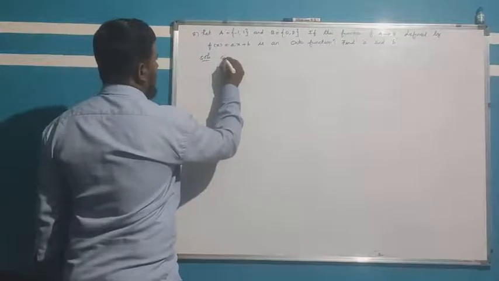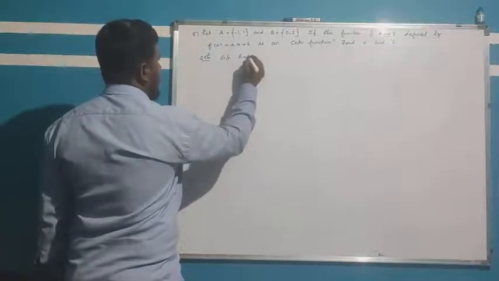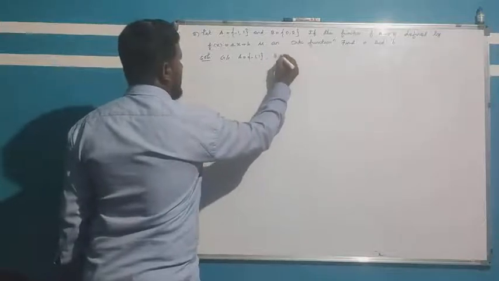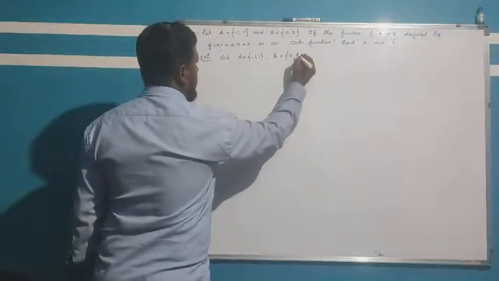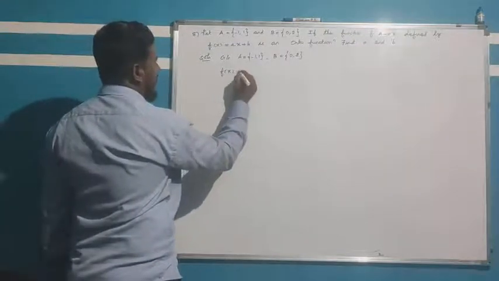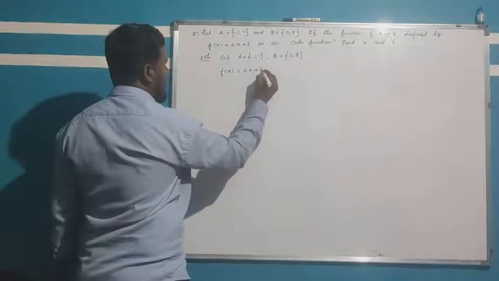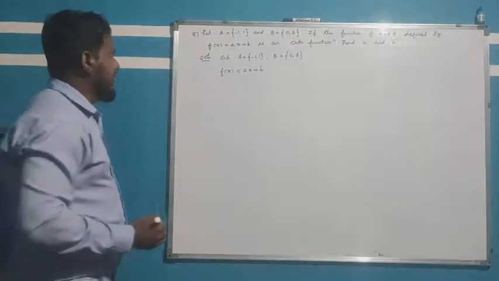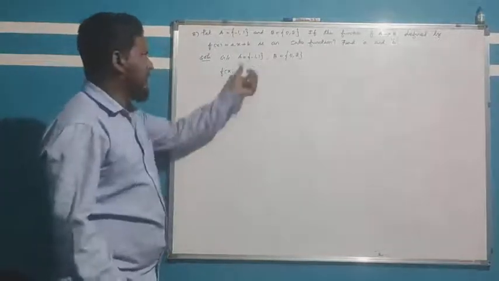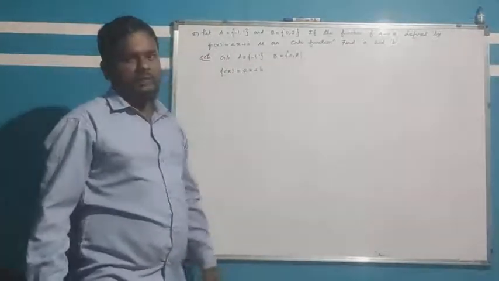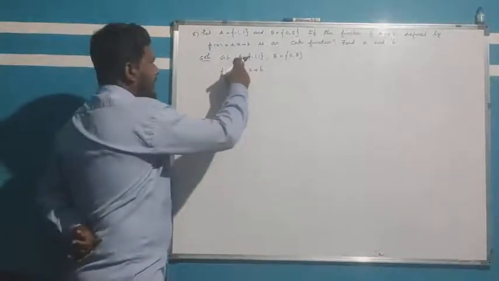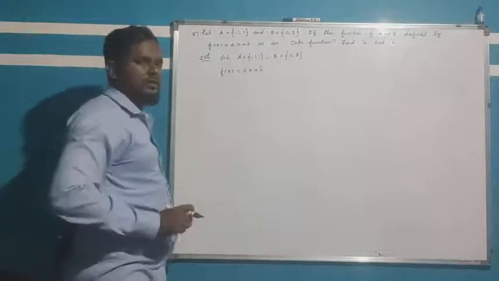So what is given? The A set is {-1, 1}, the B set is {0, 2}, and f(x) = ax + b. Domain means x values. Codomain is y values, or else you can say f(x) values. So here in the A set, only x values we can take.